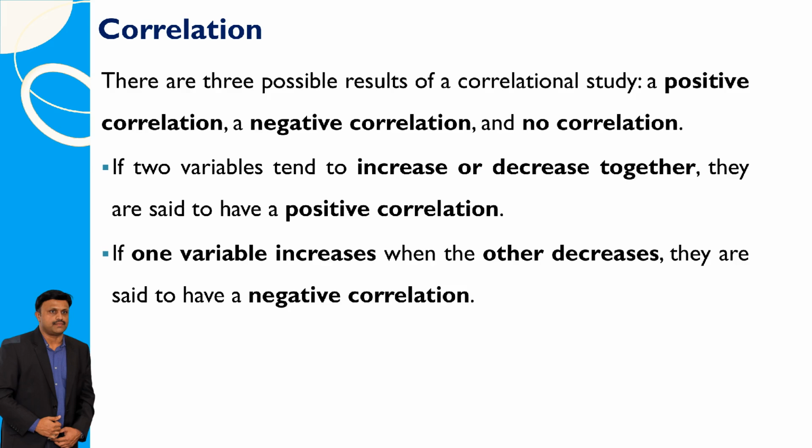A correlational study can yield three possible outcomes: positive correlation, negative correlation, or no correlation. A positive correlation occurs when two variables increase or decrease together, while a negative correlation occurs when one variable increases as the other decreases. If there is no consistent relationship between the variables, no correlation is observed.